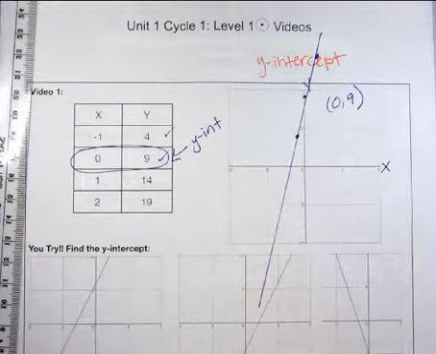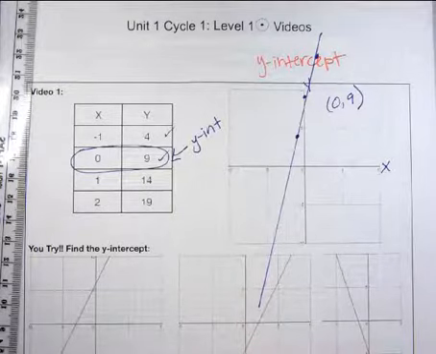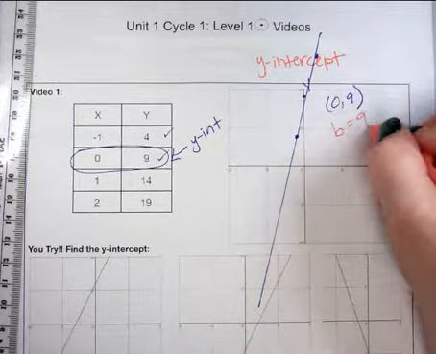Frequently, you'll see the y-intercept as the letter B, which we'll talk about in a little bit. So we could say that B equals 9.